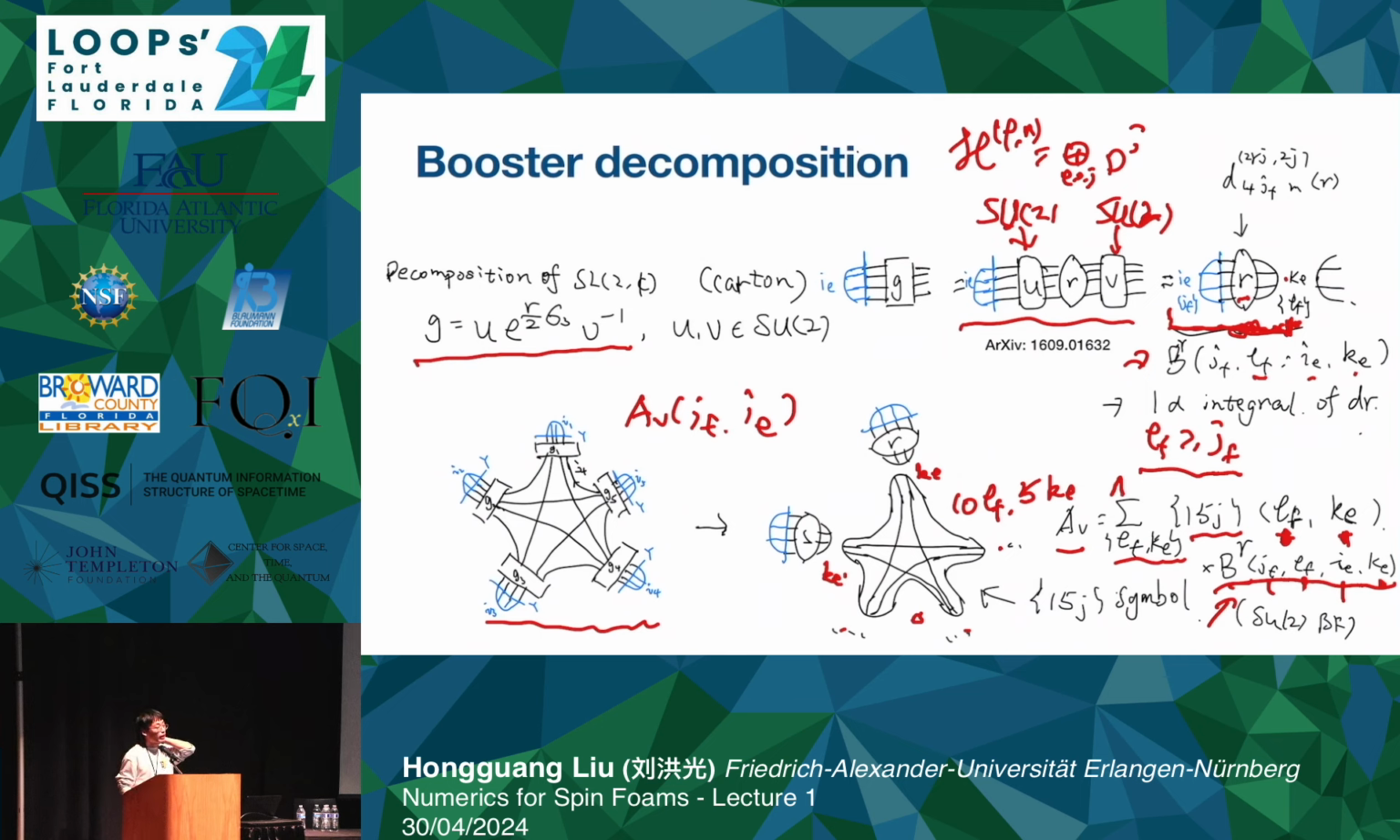I don't know if you have any questions. It's a bit technical, but basically, all the decomposition, you can find all the details in this paper by Simone Speziale, which writes everything clearly about the booster functions. And you can find the detailed form of this booster function, which is the representation theory of the small d Wigner matrix.